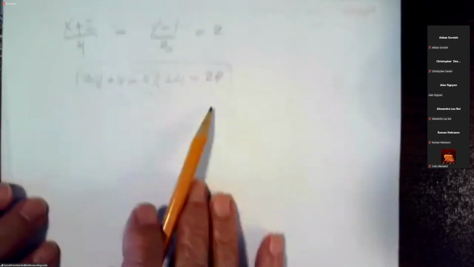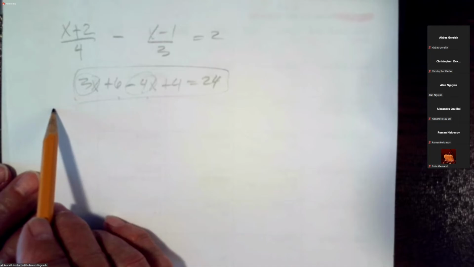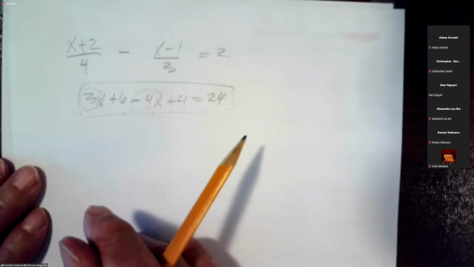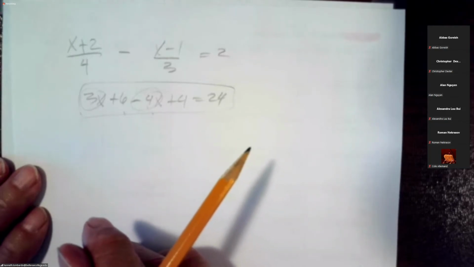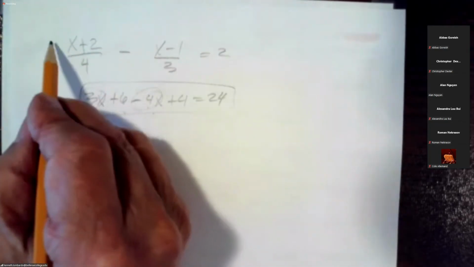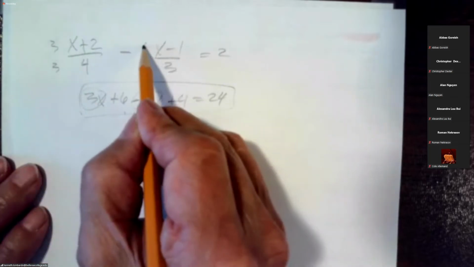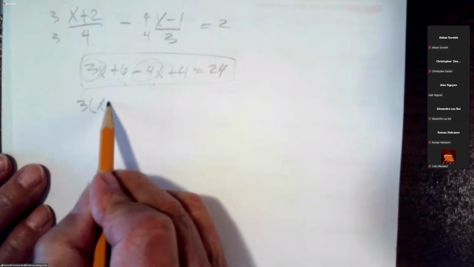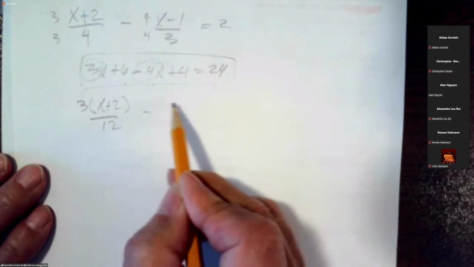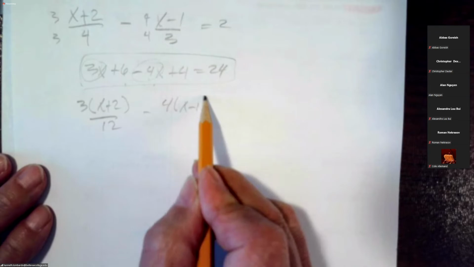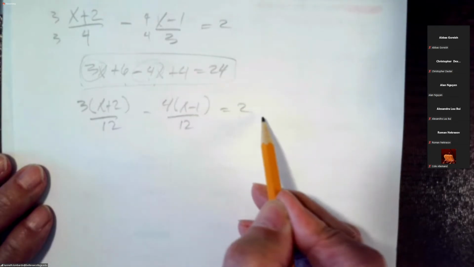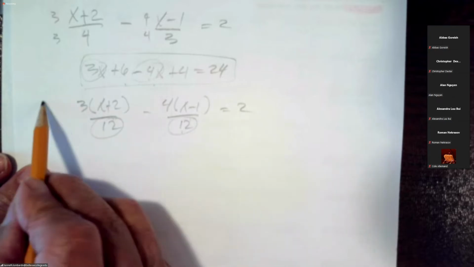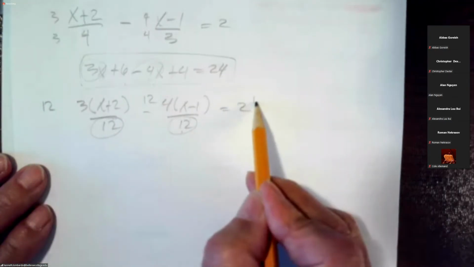Back on the other page, why'd you times the top part by 12? Don't you do it to both sides as well? Does that make sense? We did that to get rid of the denominator. So if we had 3 and 3 and 4 and 4, we would get 3 times x plus 2 over 12 minus 4 times x minus 1 over 12 equals 2. And I wanted to get rid of this 12. And I do that by multiplying each value by 12.